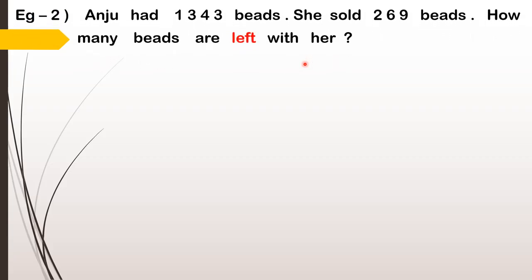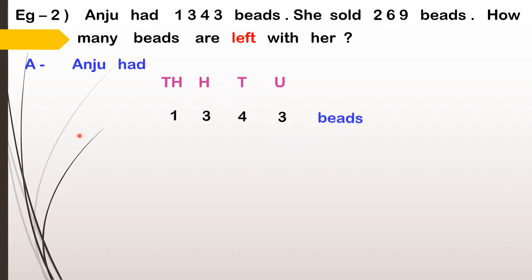Children, let us continue with the second example. Our teacher has already read out this sum to you. I have highlighted the word left, so you know when it is left, I subtract. So begin with my statements. Anju had, then I write the place value. What did she have? She had 1,343 beads. She sold 269 beads, and then my subtraction sign.